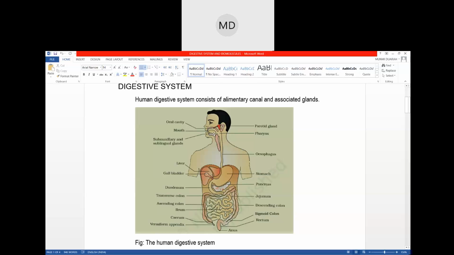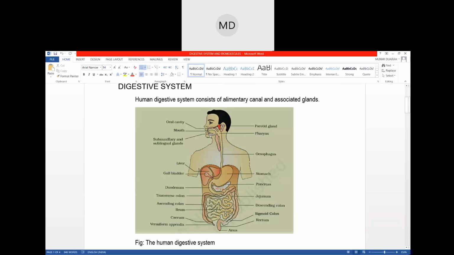Inside the mouth, the cavity is known as the buccal cavity or the oral cavity, that we discussed earlier. Inside the mouth there are the tongue and teeth, which play a very important role in digestion. At the beginning, whenever you take food inside your mouth, we chew the food, right? Food is chewed and it is mixed with the saliva.